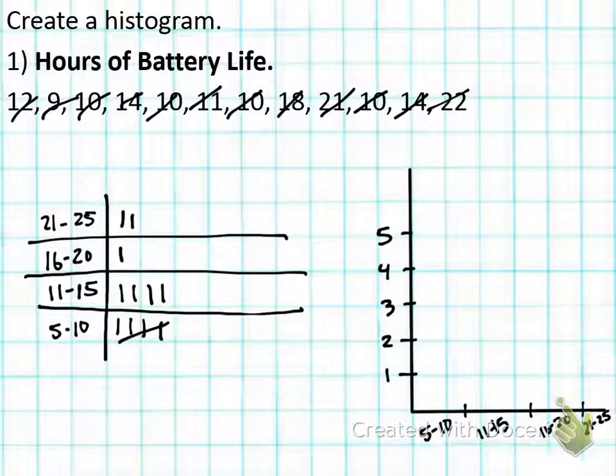Okay. And I start graphing as I go. So the first one, the first group, 5 to 10, there are 5 people that have that particular. Oh, that doesn't look right. Try that again.